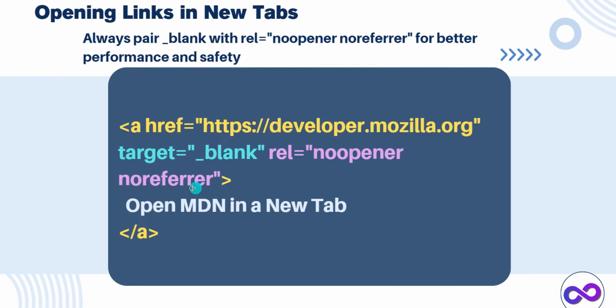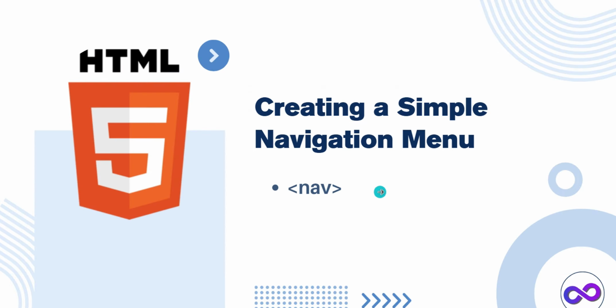Here's another security tip. We need to always include rel noopener when using target equals underscore blank. Why? Because this prevents the new tab from accessing your page through JavaScript, protecting users from possible exploits. So, this one is a secured version of using the target equals underscore blank. In our next section, we are going to create a simple navigation menu using the nav tag.